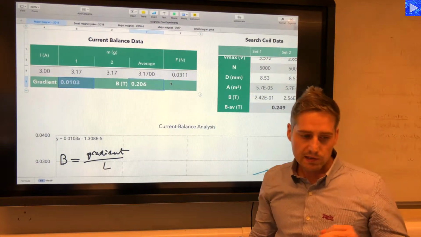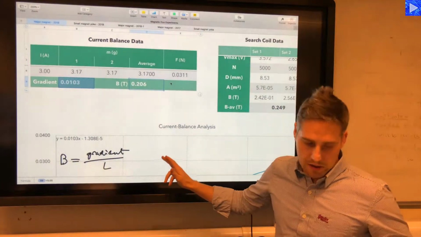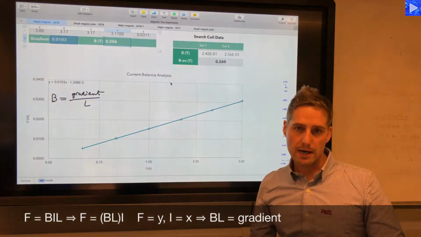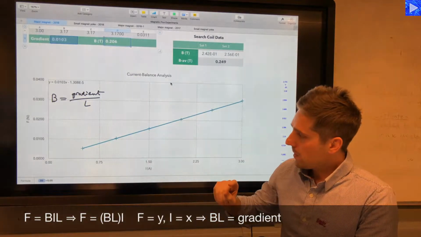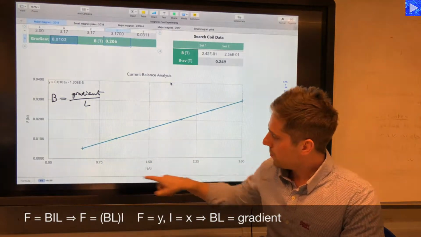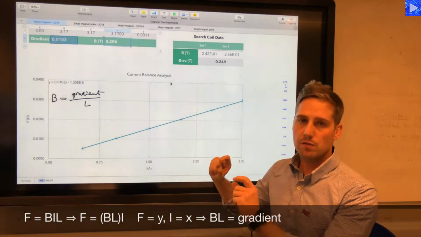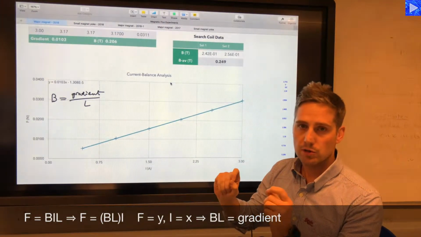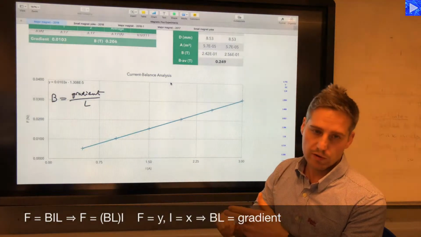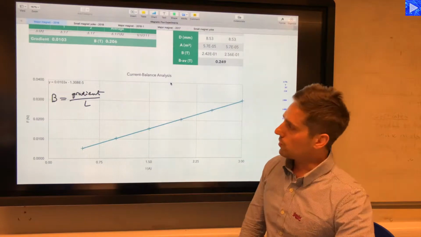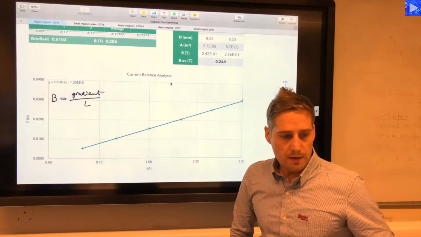The reason for that is the equation that corresponds to this line is F equals BIL, and F is my Y variable, I is my X variable, so the two terms multiplied by I, which are B and L, are equal to the gradient. So that's where this comes from. BL equals gradient. I've rearranged that.